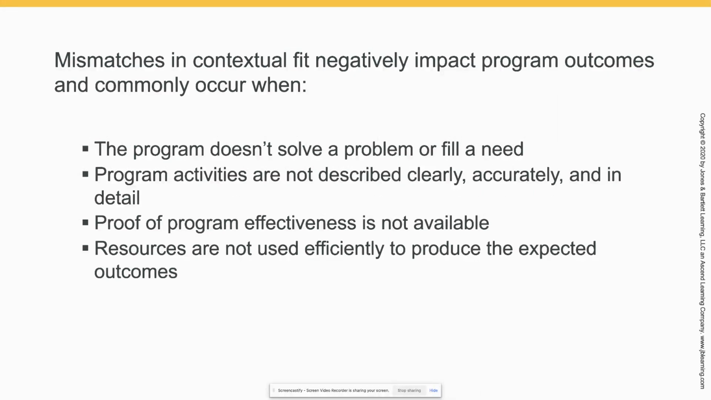Sometimes you have mismatches, and this can negatively impact program outcomes and really negatively impact implementation. That's when whatever the program is doesn't solve a problem or fill a need. Perhaps the program activities aren't described very well, accurately or in detail. So it can be hard to know exactly how you are supposed to be implementing this program that program planners put together, because it's not very clear.